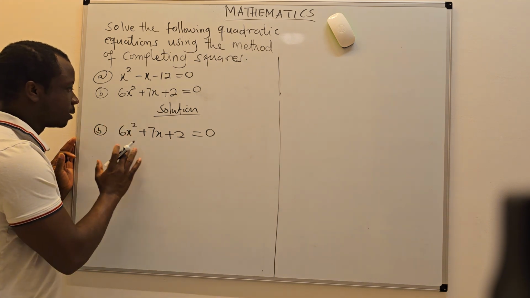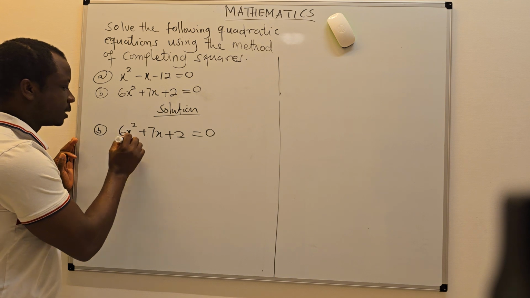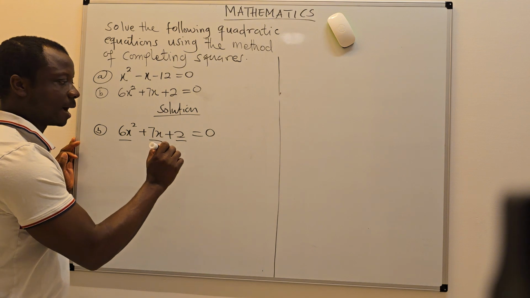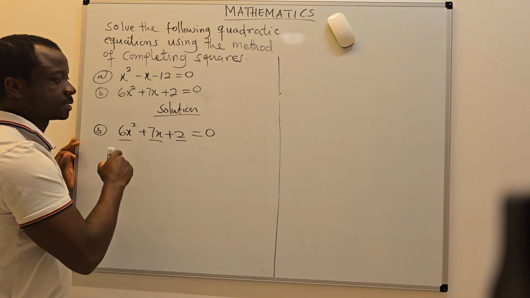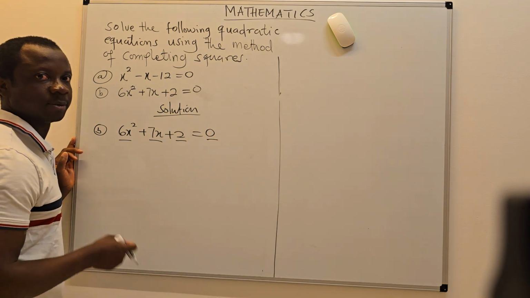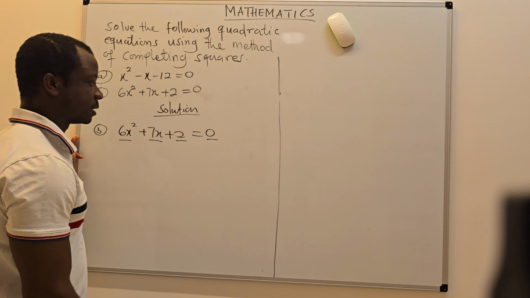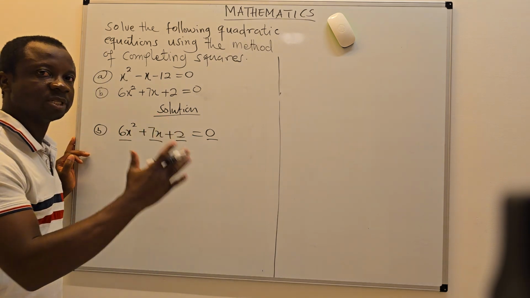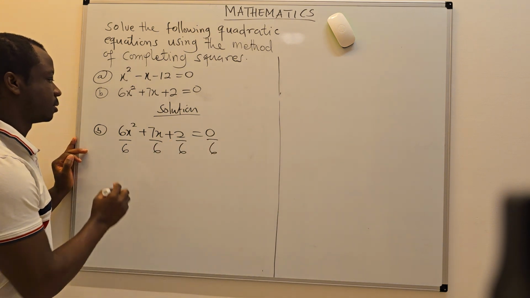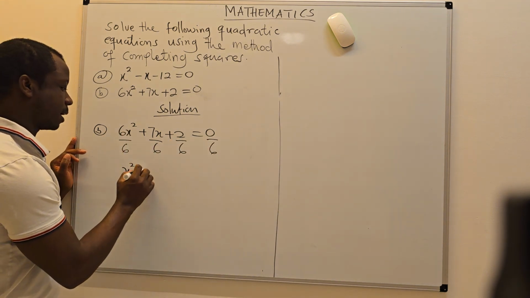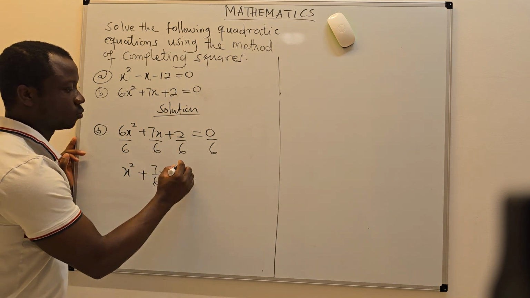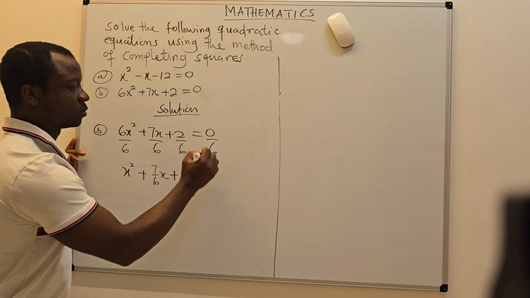Every term, we divide by 6. So the whole thing here is divided by 6, right? So we are going to divide all these terms by 6. And even this 0 is also another term. We will divide this 0 by 6. 0 over 6 is the same as 0, so you can decide to leave it. But for you to understand, every term is going to be divided by 6. So here we have over 6, over 6, over 6, over 6. This will give you x squared plus 7 over 6 x, plus 2 over 6, which gives 1 over 3, equal to 0 over 6, which is 0.